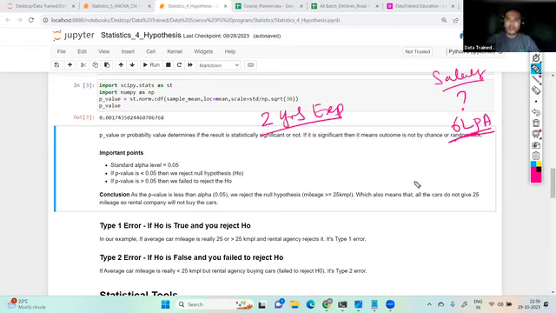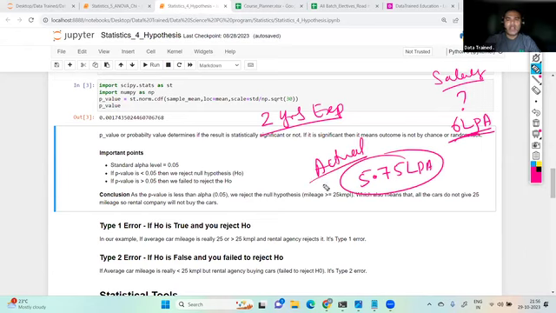HR interview got over and you were offered 5.75 lakh per annum. This is the actual salary. Now my question is, what do you say about my prediction?